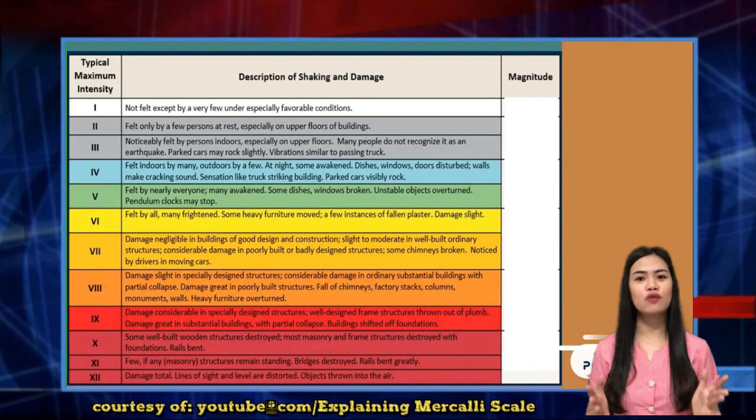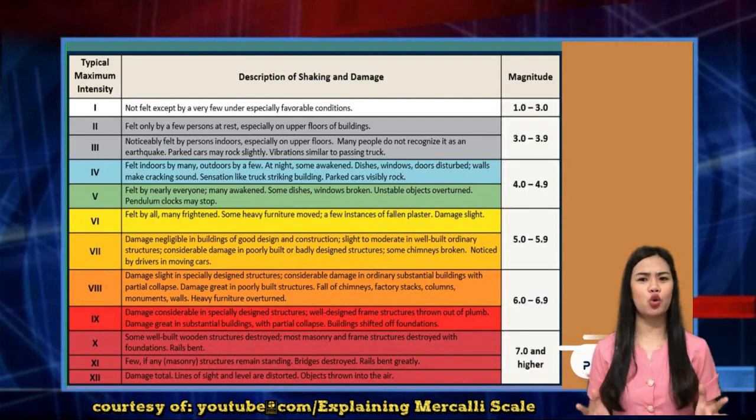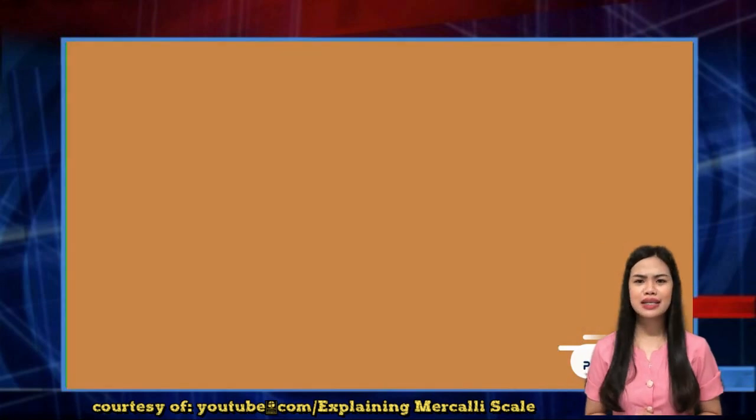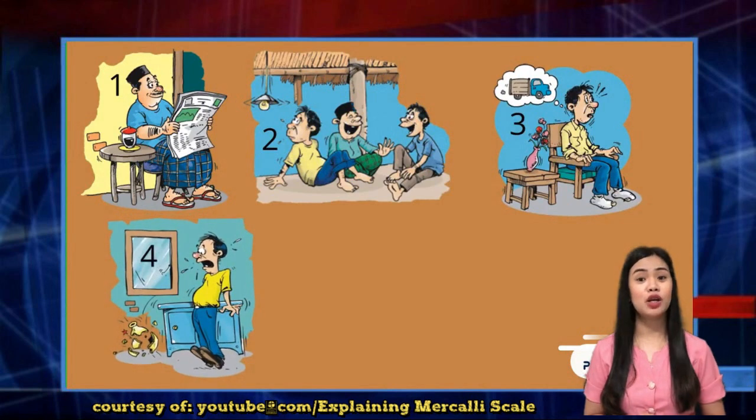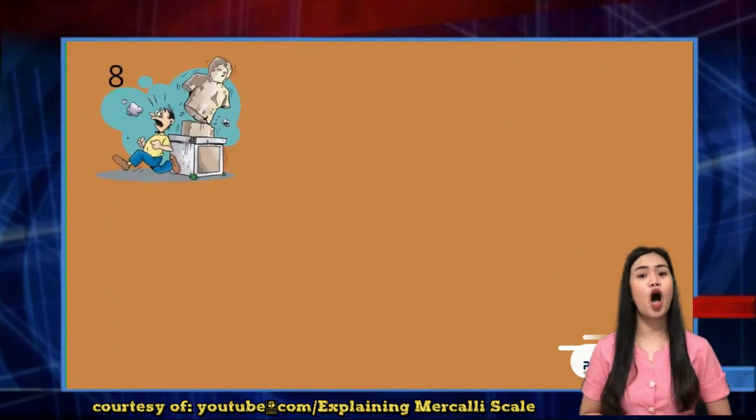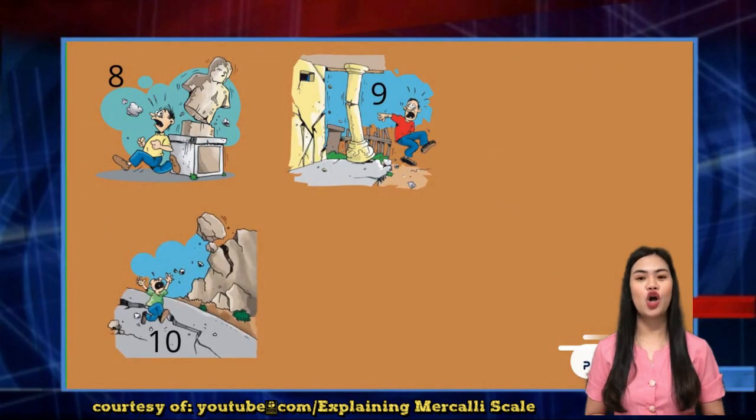This scale is composed of 12 increasing levels of intensity that range from imperceptible shaking to catastrophic destruction and is designated by Roman numerals. The scale does not have a mathematical basis. Instead, it is an arbitrary ranking based on observed effects.